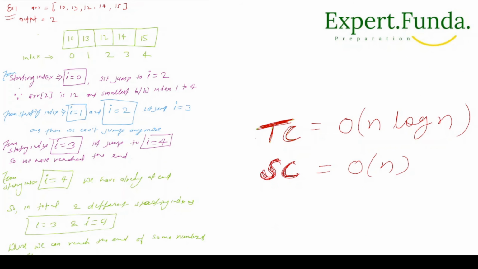So let's suppose again we have this example, we have given 10, 13, 12, 14, 15, with indices 0, 1, 2, 3, 4. We have starting index 0, and for the first jump, if we are at here, from here, right?